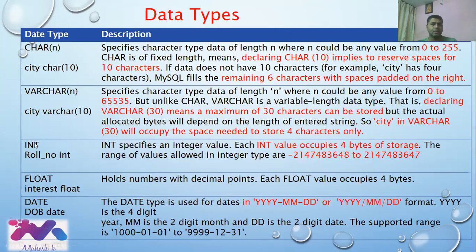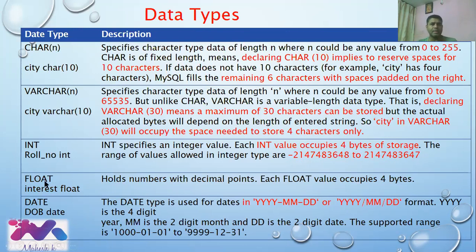Next one, integer. Integer means you can store only whole numbers, positive or negative, it's not an issue. There's a range, and bytes are also declared. 4 bytes are supported in the integer. There's a range for the negative and positive. The only thing you have to remember is that in the negative range values increase, and in the positive range values decrease. That you have to remember.